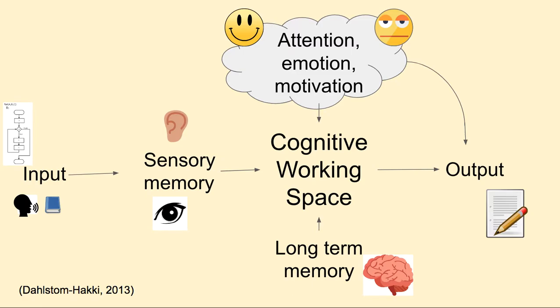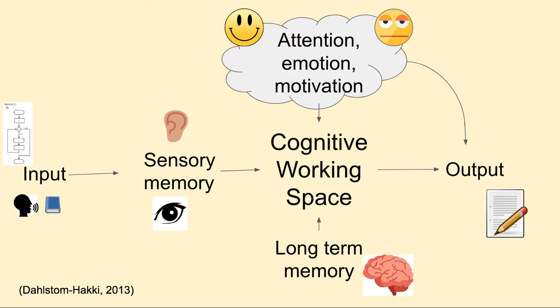So here's a graphic that explains cognitive load. You can see at the beginning there's input. So this is information we gain from readings, lectures, videos that we watch. And this first goes into our sensory memory, which is what we hear, see, feel, and stays here for a very short amount of time.